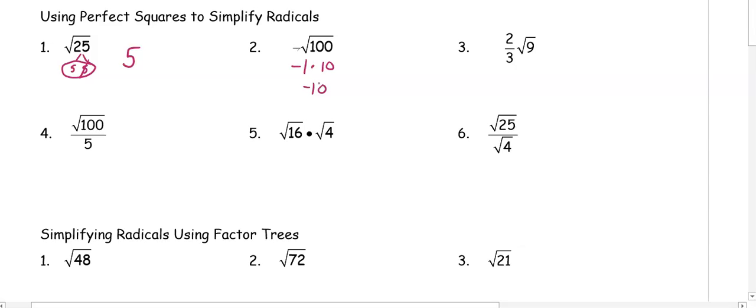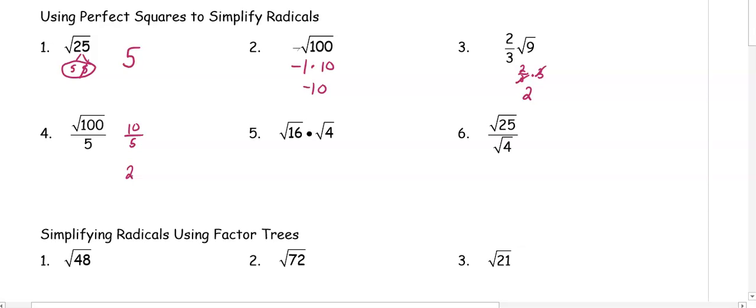Number 3, 2/3 times the square root of 9. Well, the square root of 9 is 3, so we have 2/3 times 3. The threes are going to cancel each other out, and we're left with 2. In number 4, the square root of 100 is 10. We have a 5 on the bottom. 10 divided by 5 is 2.